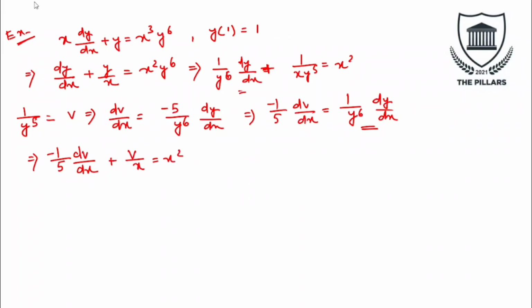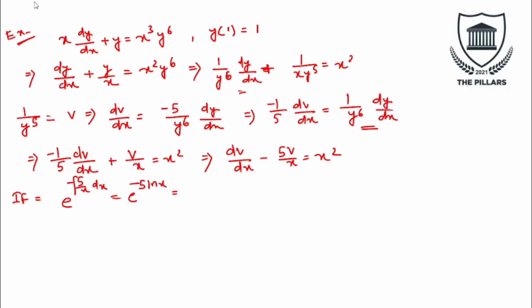And again we have to multiply minus 5 here to make this coefficient 1, and this becomes dv by dx minus 5v by x is equal to x square. Now this is converted to a linear ordinary differential equation. We can find the integrating factor for that equation. This becomes e to the power minus 5 by x dx, and this becomes e to the power minus 5 log x, and we know the value of this. This is 1 by x to the power 5.